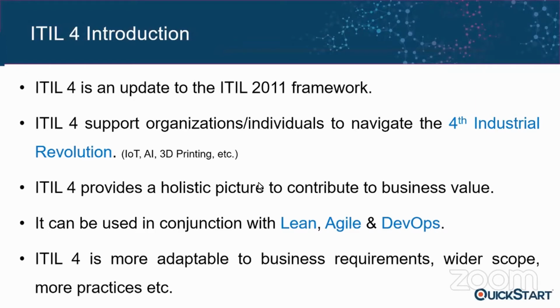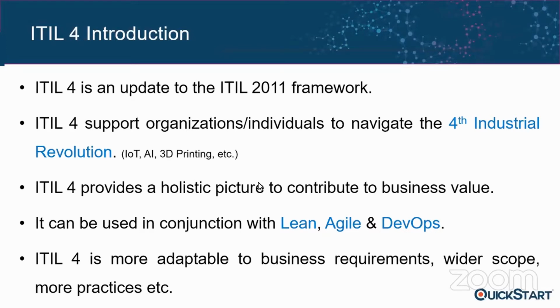Now we have ITIL 4, but we don't call it ITIL version 4. We just say ITIL 4. This is what Axelos recommends. Before that, we used to say ITIL v1, v2, v3, the version, but now we say ITIL 4. And the reason behind this is that the 4 basically indicates the fourth industrial revolution.